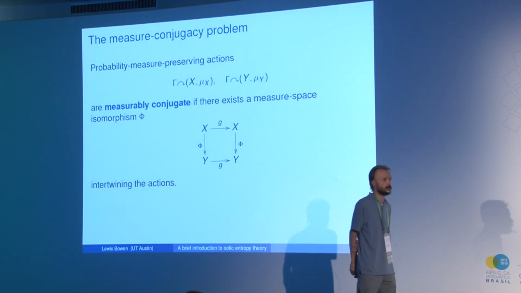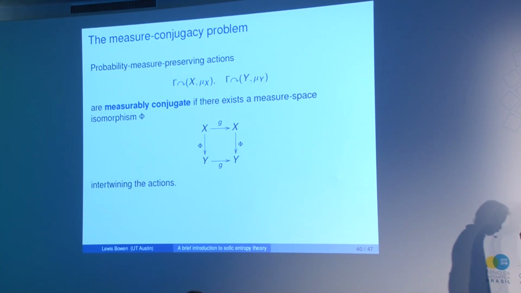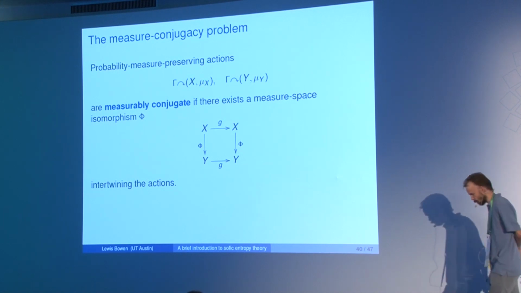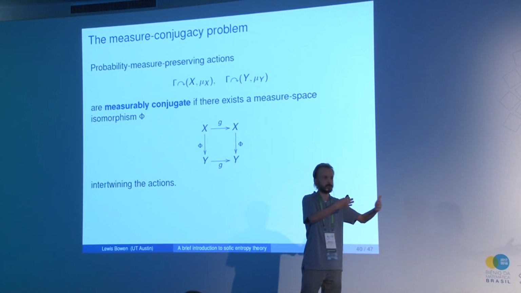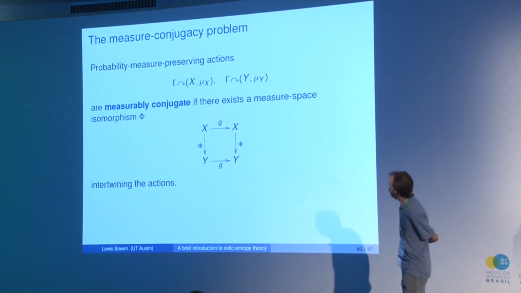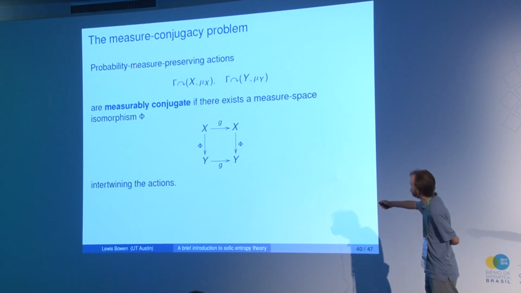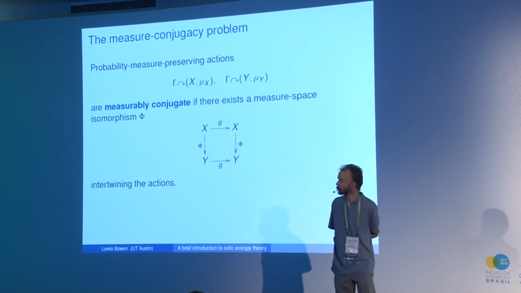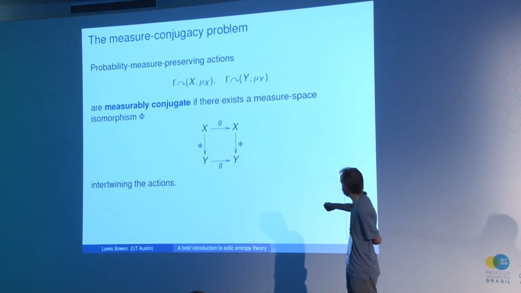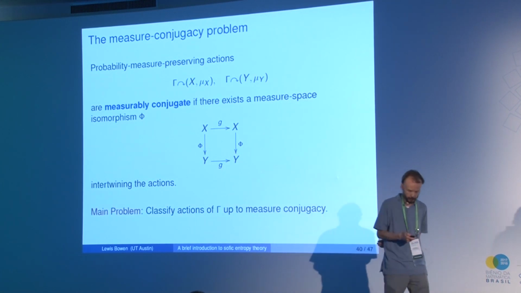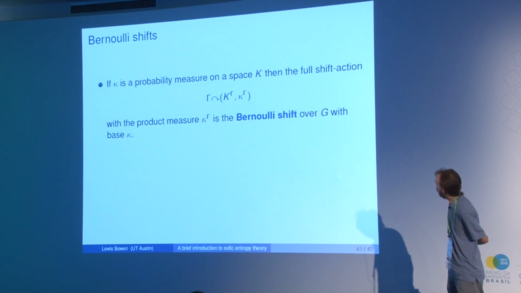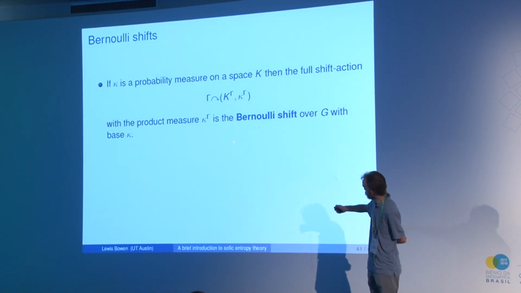Okay, so I would like to tell you a bit about measure theoretic Sofic entropy. The story is very similar. How do you define these invariants? But there's a different set of applications. Okay, so let's say that we have actions by measure-preserving transformations. Then we say that they're measurably conjugate if you have a measure space isomorphism which intertwines the actions. And we would like to classify these actions. And in particular, we would like to classify Bernoulli shifts.